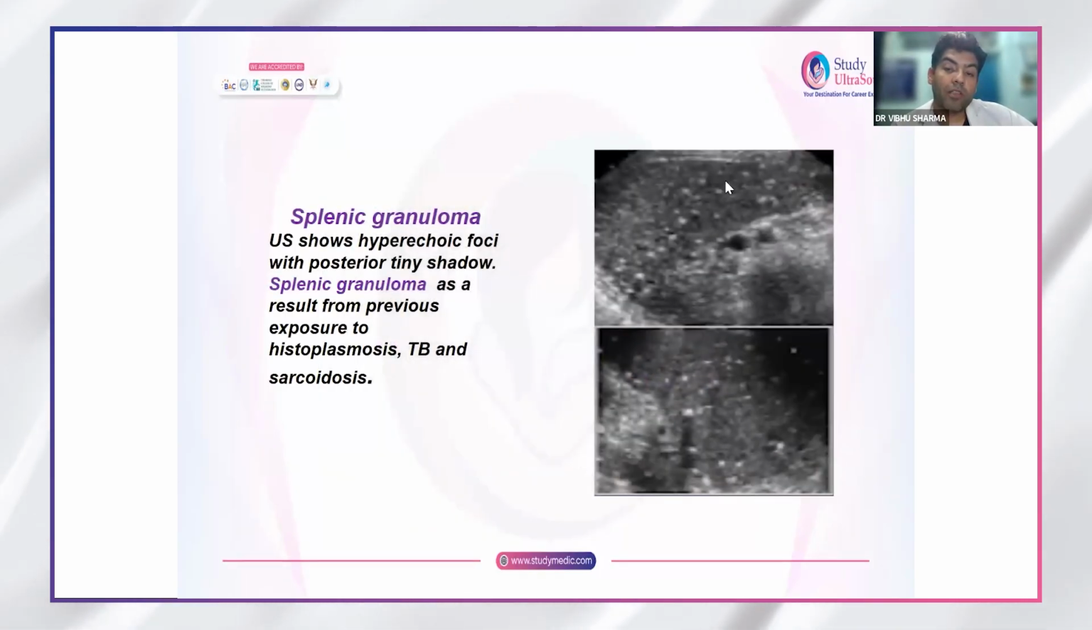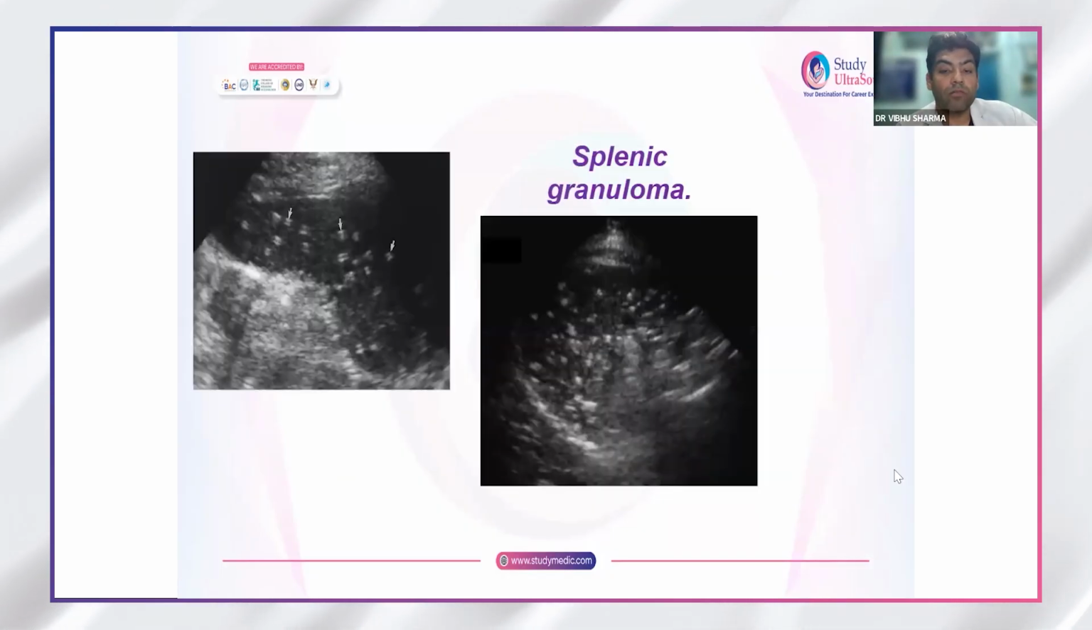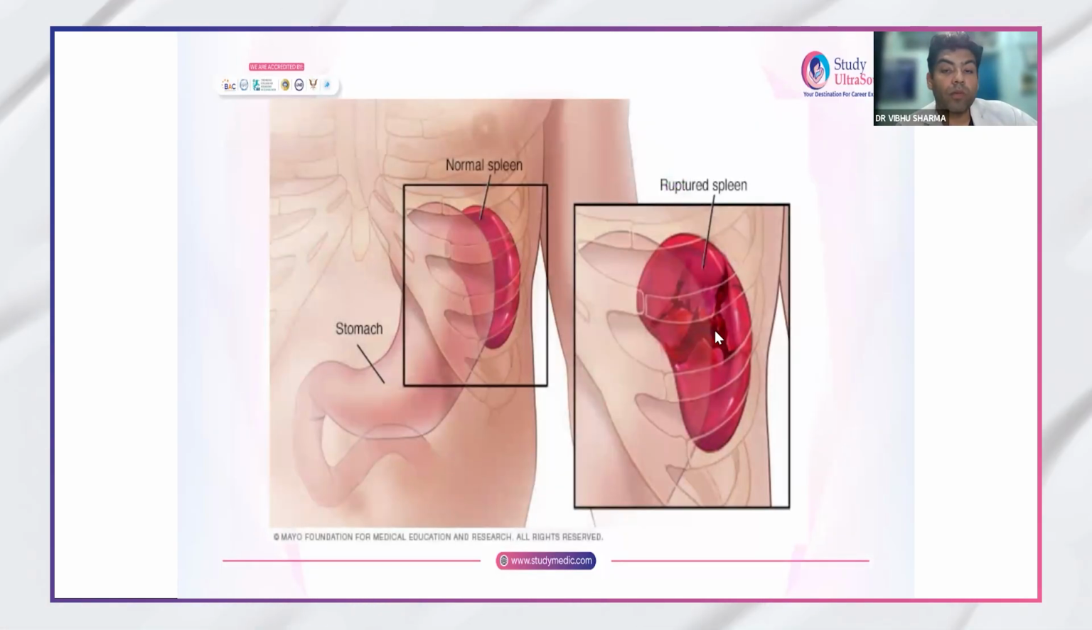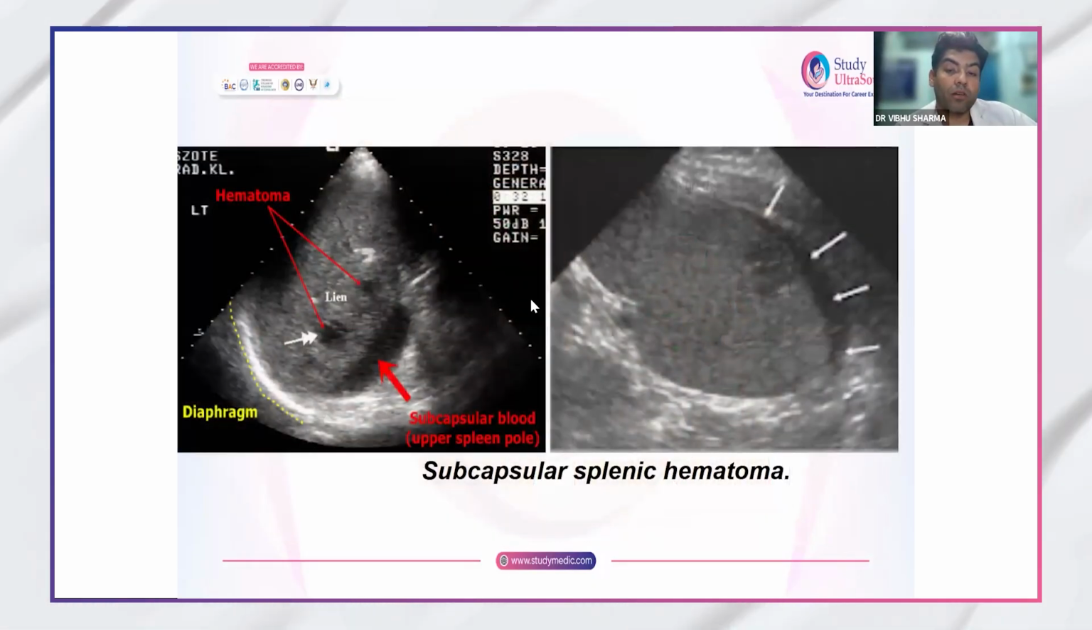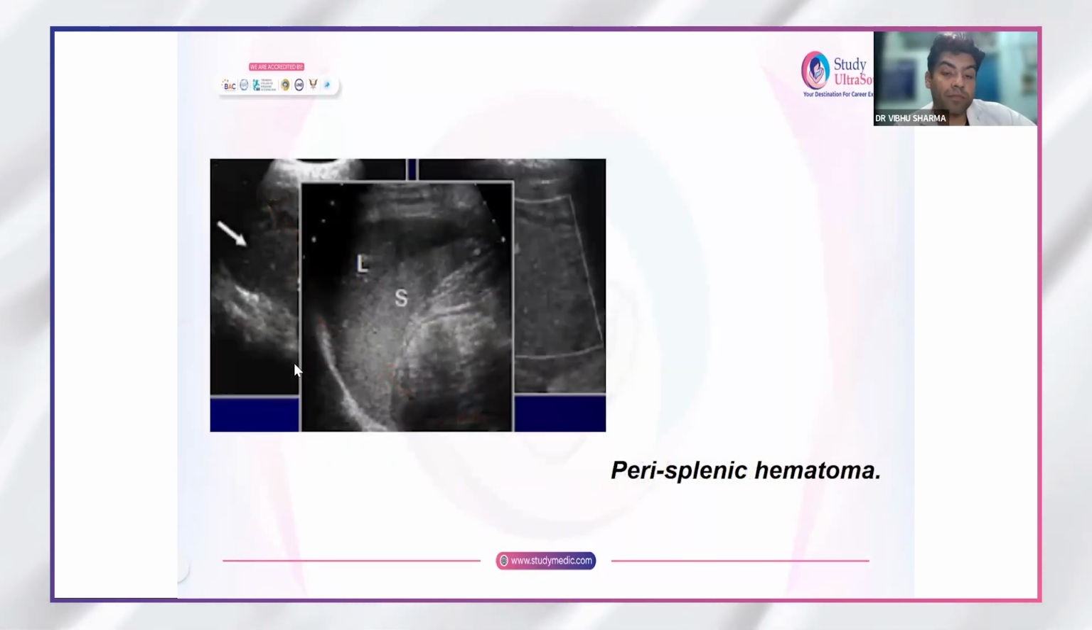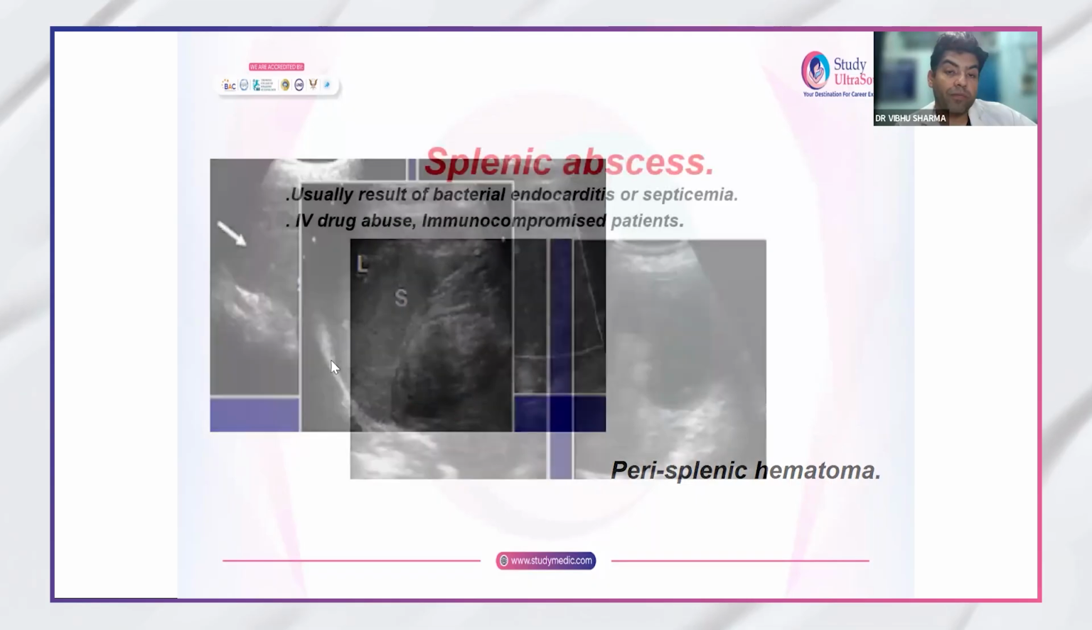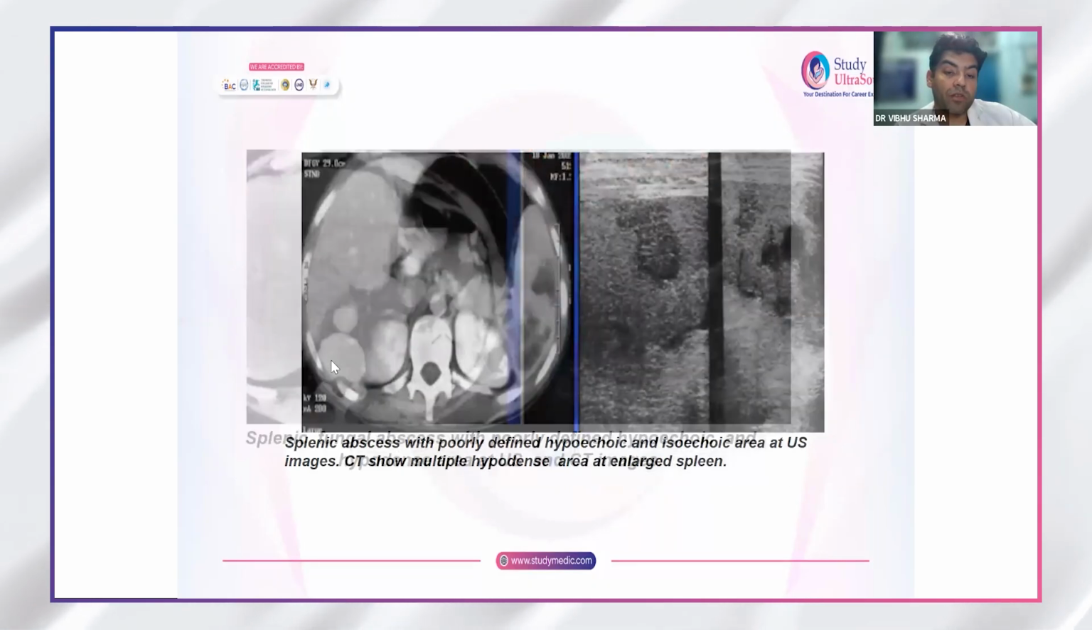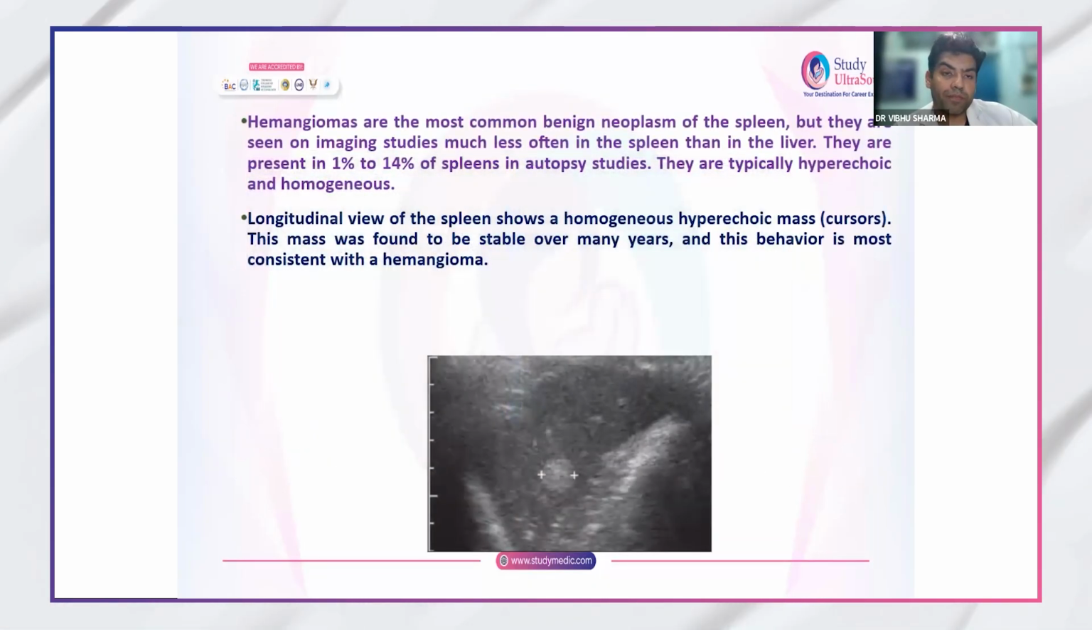Splenic granulomas. These are multiple small calcified granulomas scattered throughout the splenic parenchyma. They are seen in histoplasmosis, TB, and sarcoidosis. This is the normal spleen. Post-traumatic, there can be rupture. Ruptures can appear as subcapsular collections or hematoma formation, and intraparenchymal lacerations. So this is a perisplenic hematoma, splenic abscess, again abscess.